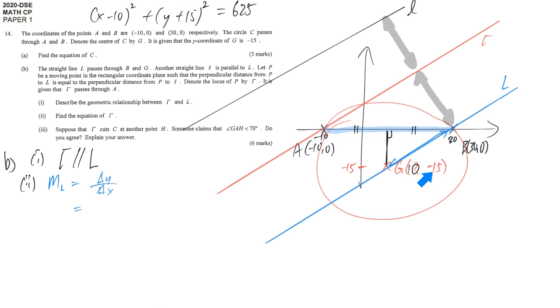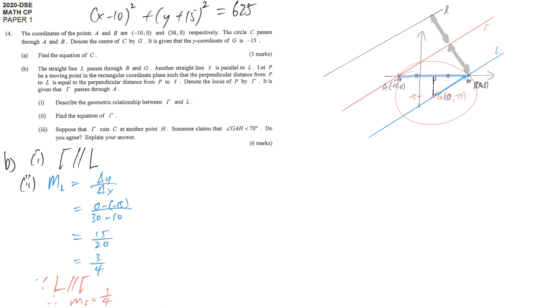We use 0 minus negative 15, then the x coordinate difference is 30 minus 10. That gives 3/4. Therefore, our target line here, the red line, since capital L is parallel to inverted L, the slope of inverted L is equal to 3/4 also.